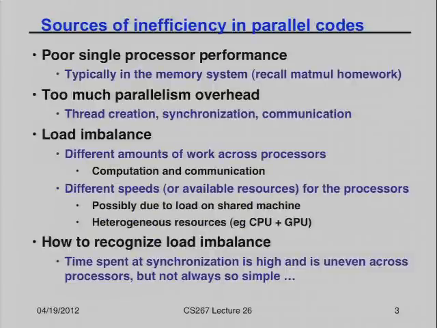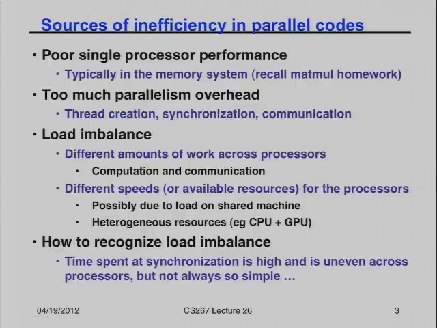So what are the sources of inefficiency in your parallel codes? Well, we spent a bunch of time on single processor performance. That was homework 1, right? So you've got to get that right. There may be too much overhead from creating tasks. You don't want to do a pthread create to do one floating point operation. That's much too much overhead. And then what we're going to concentrate on mostly here is load imbalance, which is a different amount of work across different processors.